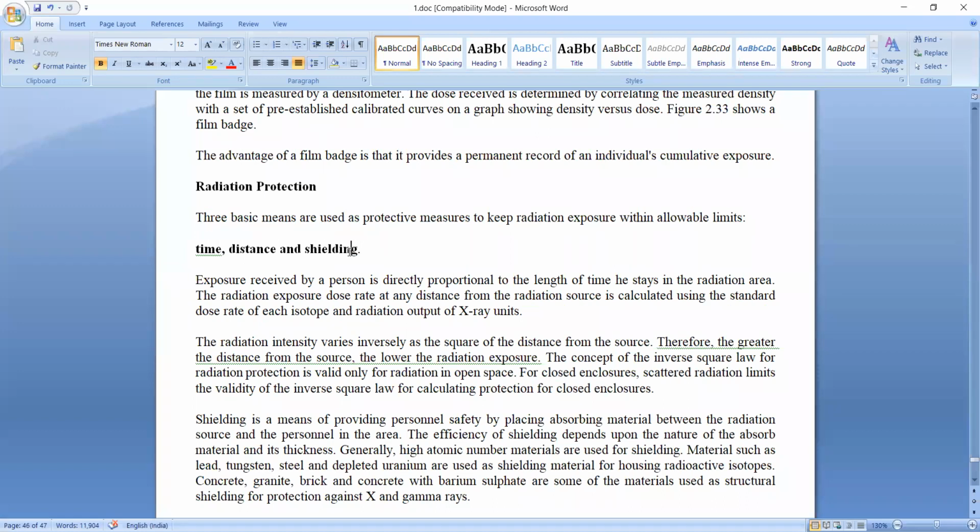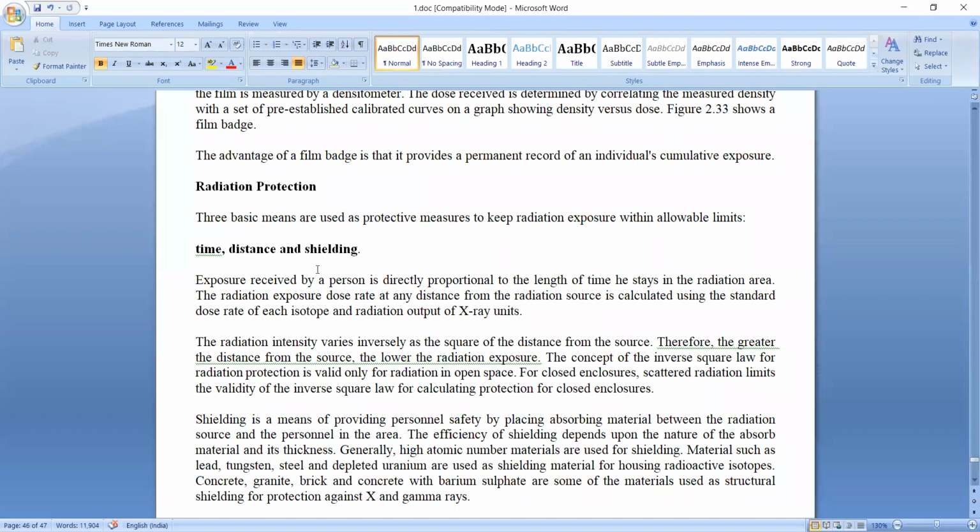What is the time? How much time we are exposed to the radiation, that is very important. How much distance we are maintaining from the radiation source, that is also important. Shielding means we are using some covers, some aprons which resist the radiation, to avoid the exposure. These three things are used in industrial radiography for safety from the radiation: time of exposure, distance from the source, and shield.